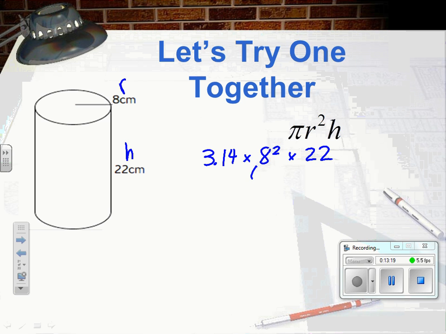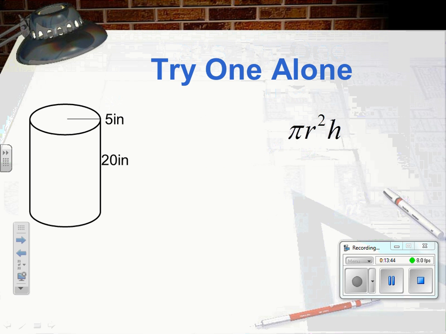Now remember 8 squared is 64. So now I'm just going to multiply straight across. 3.14 times 64 times 22. And I have 4,421.12 centimeters cubed. All right, try this last one on your own. And when we get back to class, we'll go ahead and discuss our answers.